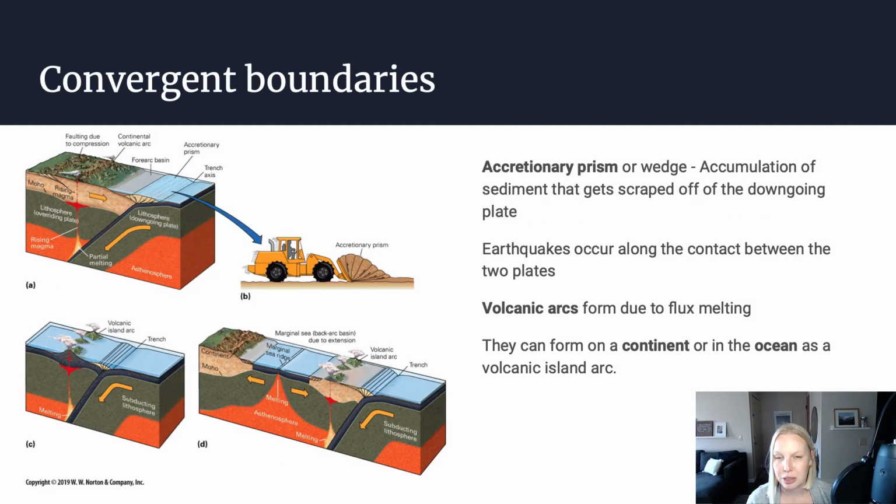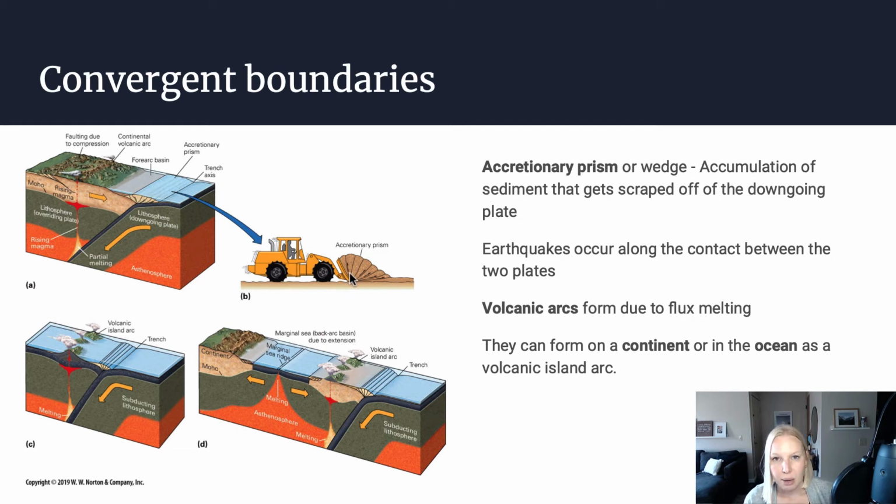At convergent boundaries, we also have a feature called an accretionary wedge or an accretionary prism. And this is essentially the accumulation of seafloor sediment that's getting scraped off the bottom of the ocean floor as it's being subducted. And this loose sediment, it's kind of like if you were to take a bulldozer and shove sediment into this wedge shape. That's basically what's happening to these seafloor sediments in these subduction zones.